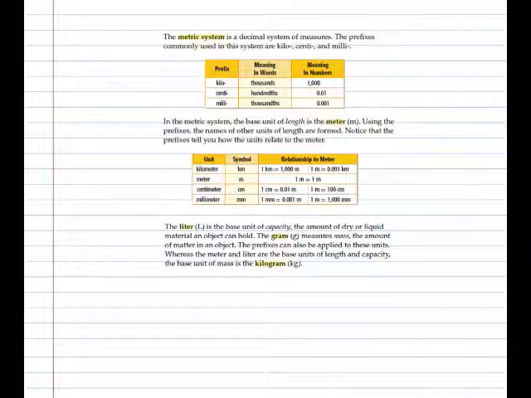The liter is the base unit of capacity, the amount of dry or liquid material an object can hold. The gram measures mass, the amount of matter in an object. The prefixes can also be applied to these units. Whereas the meter and liter are the base units of length and capacity, the base unit of mass is the kilogram.